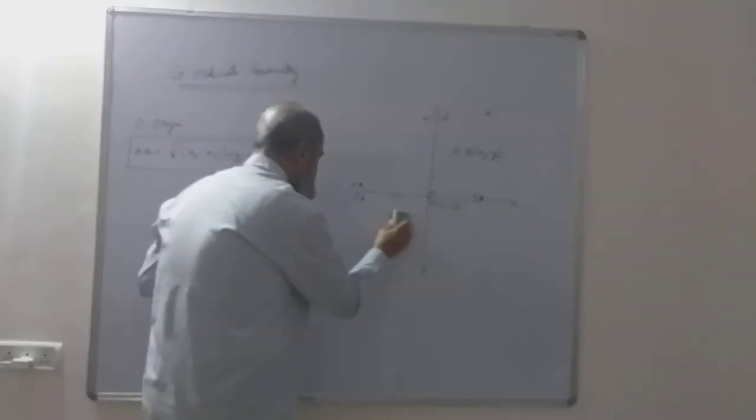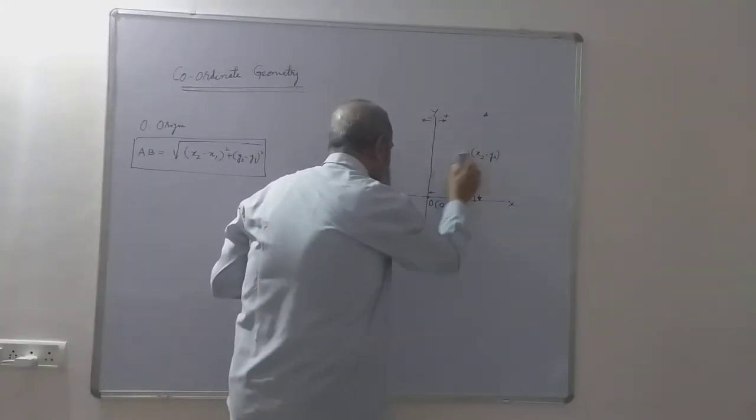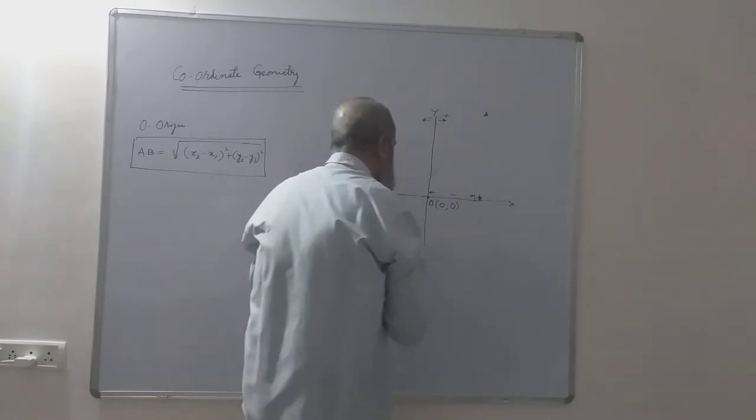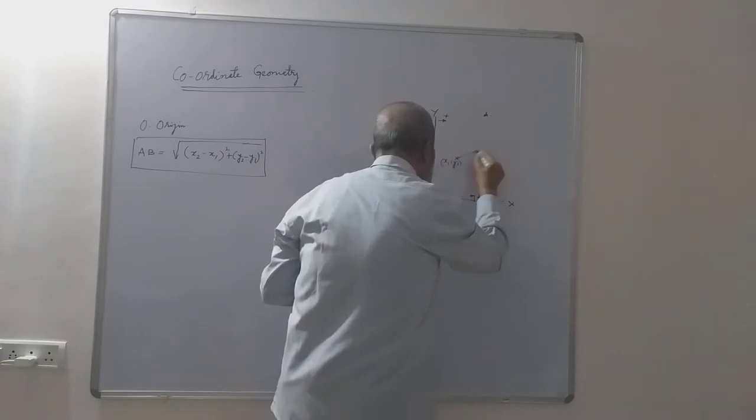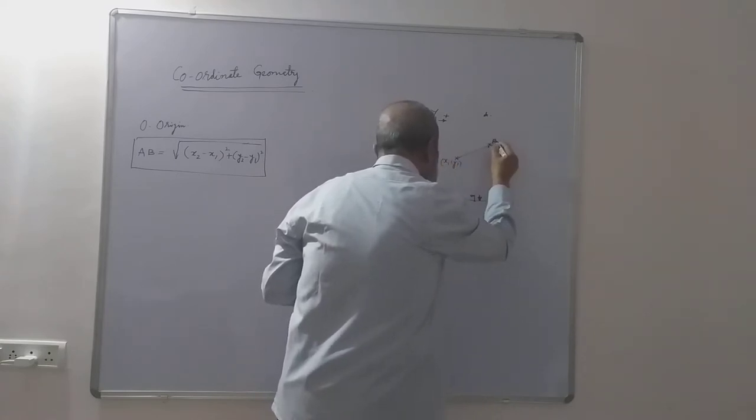Suppose I take two points. These points can be anywhere. One is (x1, y1). Anyone can be taken as (x1, y1). And the other point is here. This is B, (x2, y2).